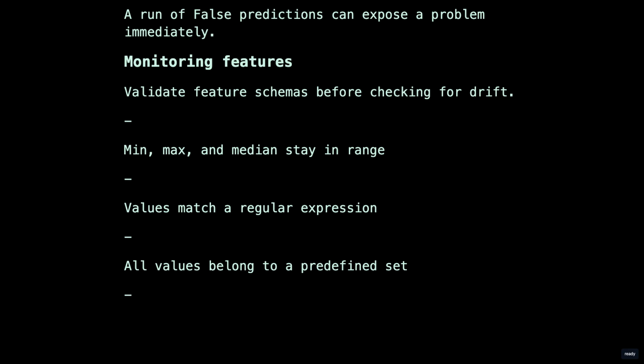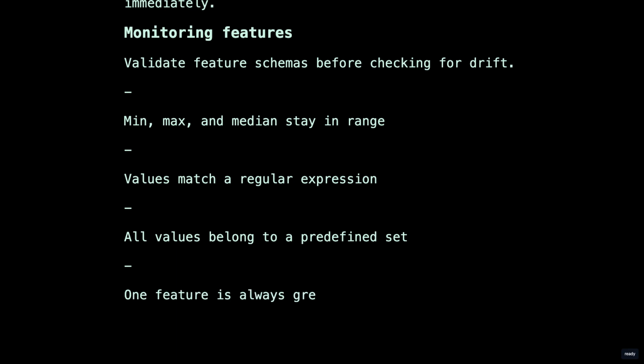Relationships between features can matter too. A single column may look fine on its own, but it can still violate an expected rule when compared with another column. Cross-feature rules catch impossible combinations. If one value should always exceed another, breaking that rule often points to a bug in pre-processing or in the way the columns were assembled.